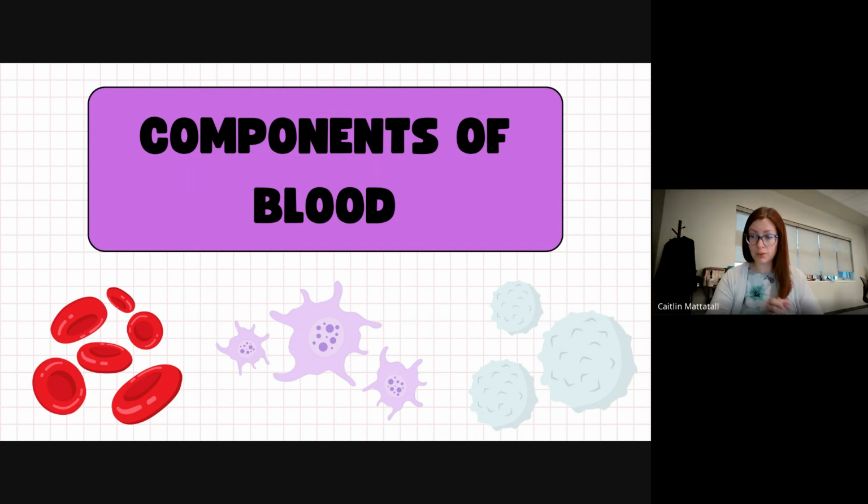So, components of blood. Yesterday you guys finished writing a quiz, and when you were done, I had you grab textbooks and start filling out a summary sheet on red blood cells, white blood cells, and platelets. Today we're going to go through the details of that.